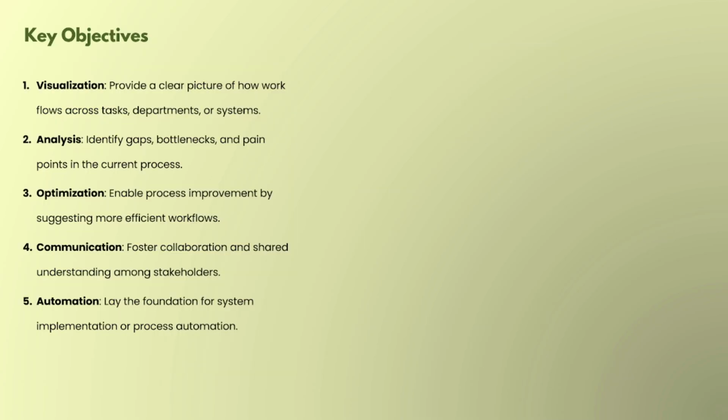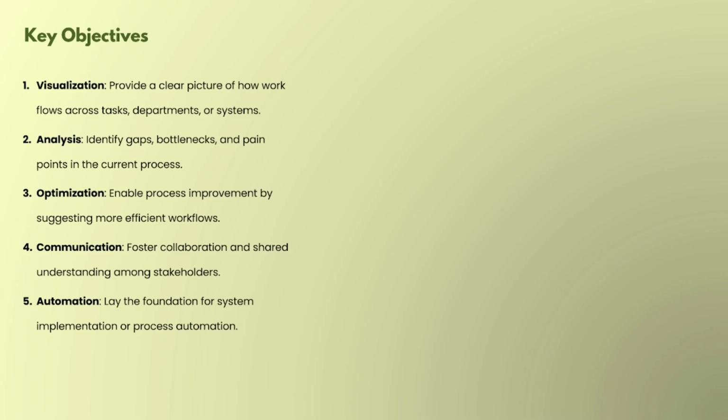Now let's move on and check key objectives of process modeling. Well, it helps in visualization. It provides a clear picture of how work flows across tasks, departments and systems as well. In short, it helps us clearly see how work moves from one step to another step or from one team to another team, like a map of the process.